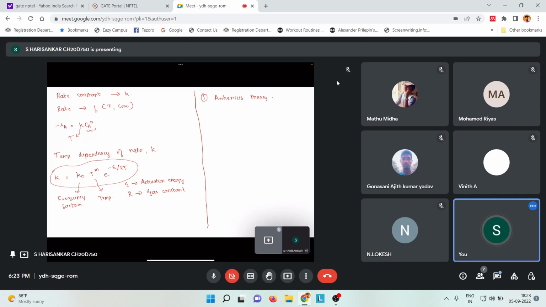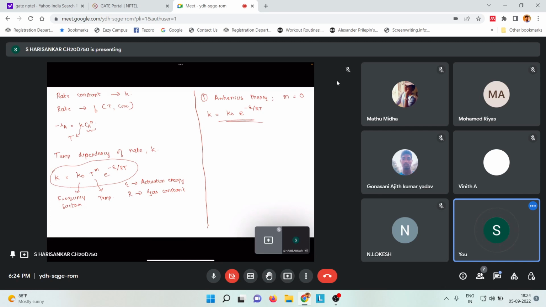So here, what Arrhenius says is that m is zero. So the rate constant we can write as k is equal to k0 T raised to 0, so that will be 1, so we don't need to write it here. So k is equal to k0 e raised to minus E by RT. This is one of the most used terms for temperature dependency of the rate constant.